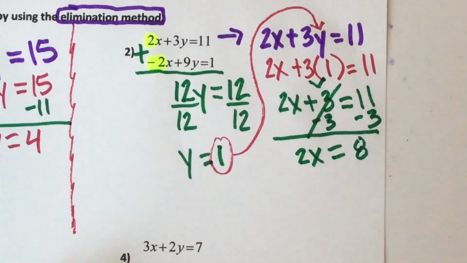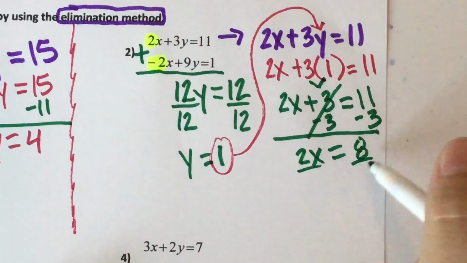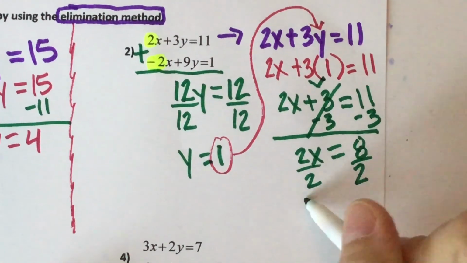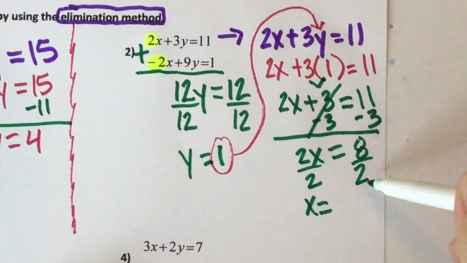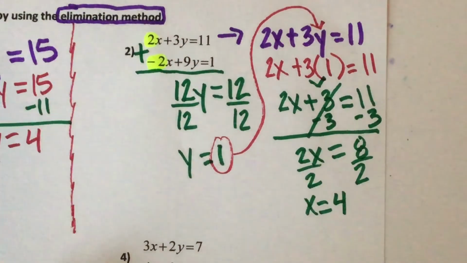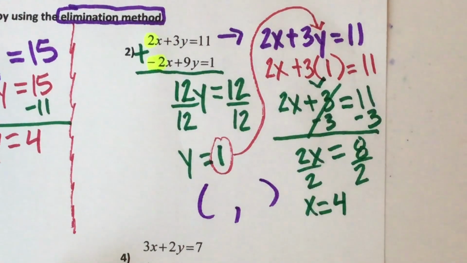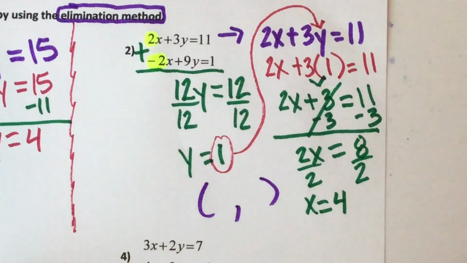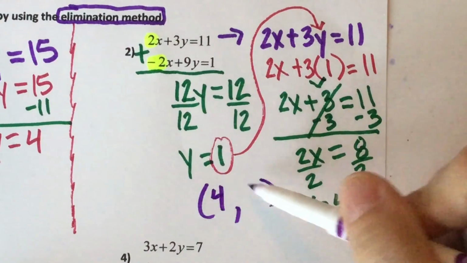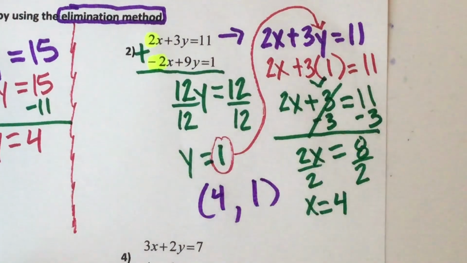And your last step, what would you do? You would divide by 2. To undo multiplication, you divide. So we divide both sides by 2, and 8 divided by 2 makes 4. Okay. As an ordered pair, how would you write it? 4, 1. You want to write it alphabetically, and x comes before y.